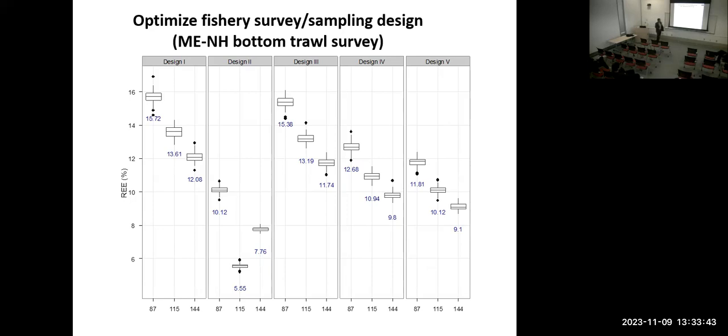This is a measurement of errors, and of course the lower the better. And this is with different sampling intensities. We have 87 stations, 115 stations, 144 stations. I think 115 stations is what they have right now. And if you look at this one, you will see, wow, this is the systematic design, the second one. It has the lowest error.